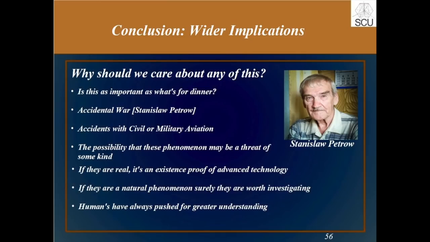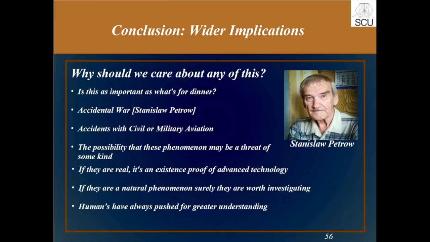People like Petrov are rare; some people just follow orders. These things could trigger an accidental war. We don't know what they can do. They may have other capabilities, whether they're natural phenomena or whatever. We need to understand them because I think it's very dangerous.